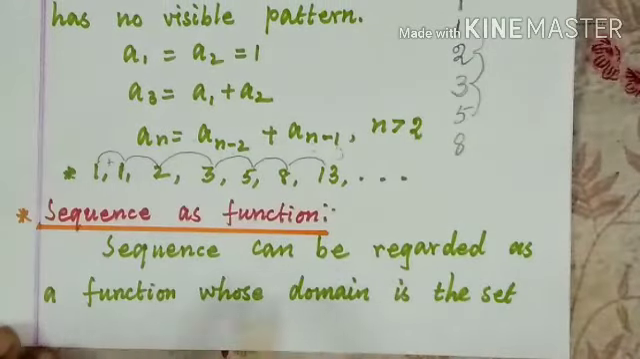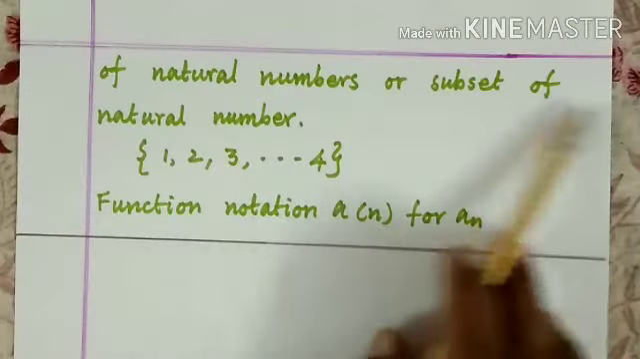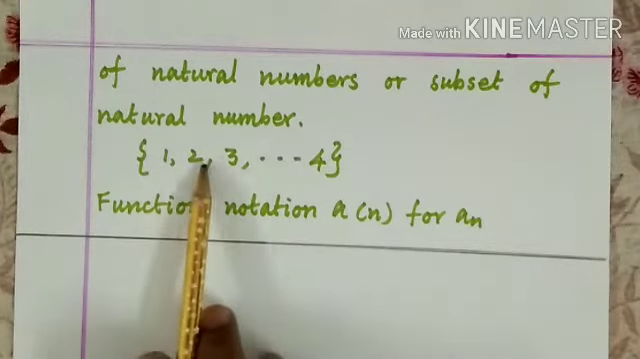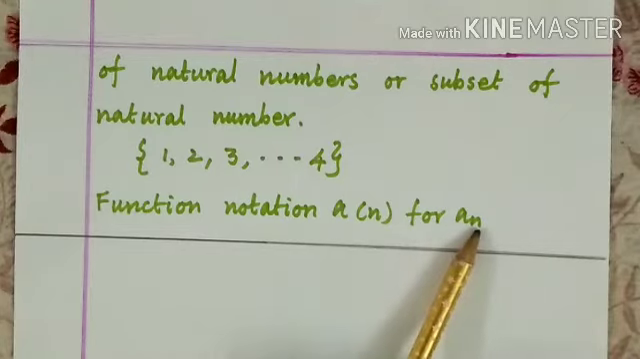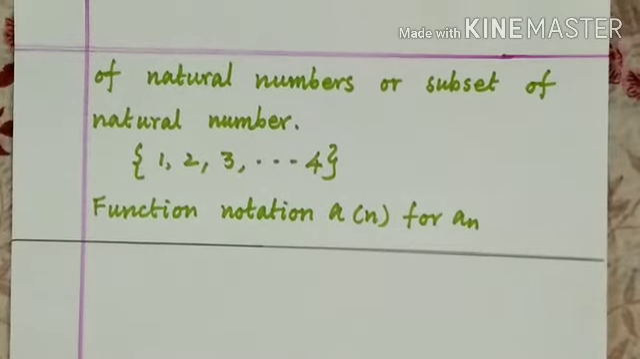A sequence can be regarded as a function whose domain is the set of natural numbers or a subset of natural numbers, 1, 2, 3 up to n. Function notation: A of n for an. For better understanding, watch this video. Afterwards, we will see some examples of the first exercise.